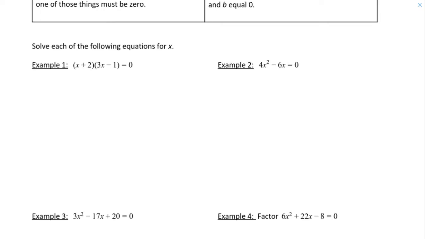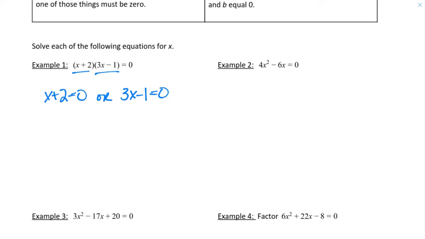So this would be a problem that would already be factored for you. So all we need to do is use the zero product property to solve it. So if we know that this times this equals 0, we know that one of those things must be equal to 0. So we know that either x plus 2 is equal to 0, or we know that 3x minus 1 is equal to 0.